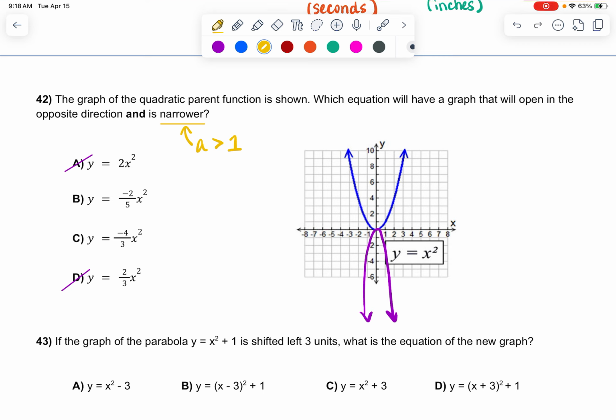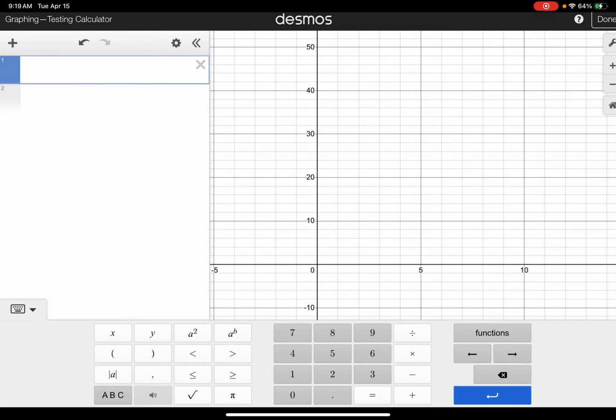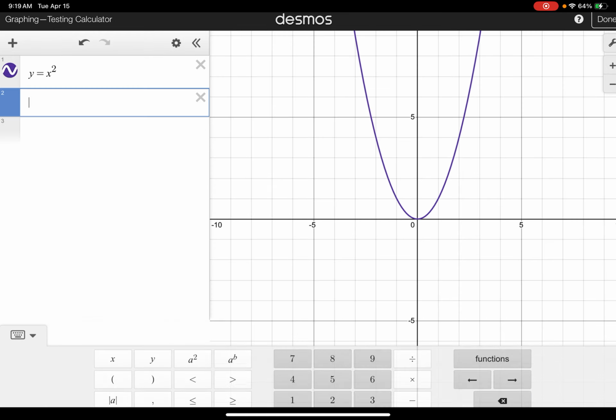Okay. Now, if you are not catching on to that, or you're like, I might not remember that, either put it on your note card, right? Or you can throw that into Desmos, right? Let me just show you here really quick. Let me get rid of all this. I'm going to put in my parent function, y equals x squared, right? That's the one they gave us.